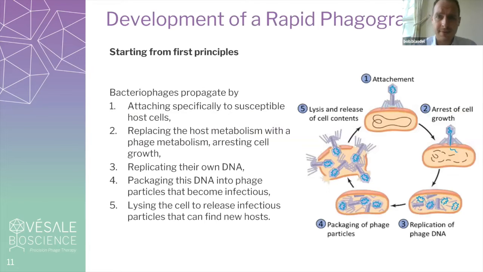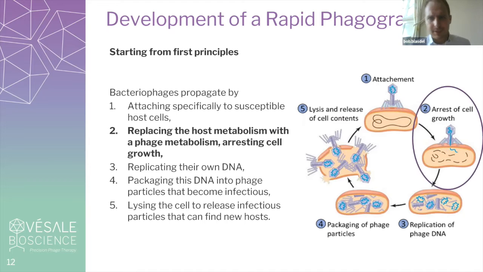So how did we develop this phagogram? Well, the phagogram that we've designed. We started from first principles. In each of these 5 steps of phage infection, there's some part of it that would be vulnerable to detection, where what we want to do is detect the phage infecting or fail to detect the phage infecting to be able to then determine whether our phage infects a specific clinical isolate for a patient.